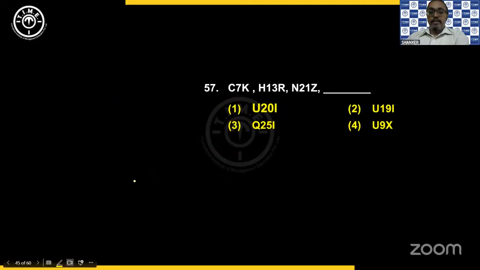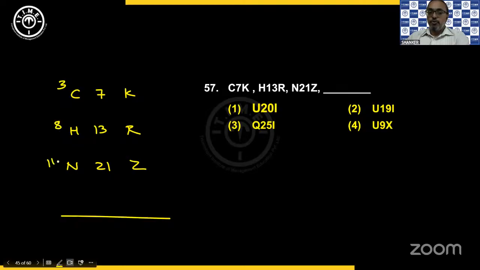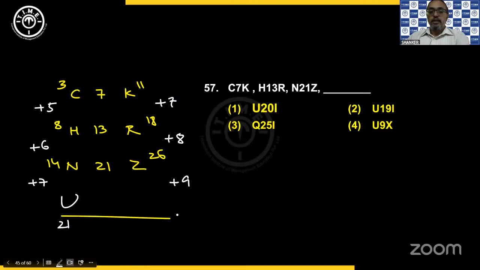Then, next you have C7K H13R N, 21, Z, and then a blank. So take the place values. You have a 3, an 8, a 14, an 11, an 18, a 26. Now see how much they are getting added. Here plus 5, here plus 6, here plus 7, here plus 8. So you keep adding. Next is plus 7 here, plus 9 here. So 14 plus 7, 21, that is U. 26 plus 9 is the ninth letter, that is I. U and I.